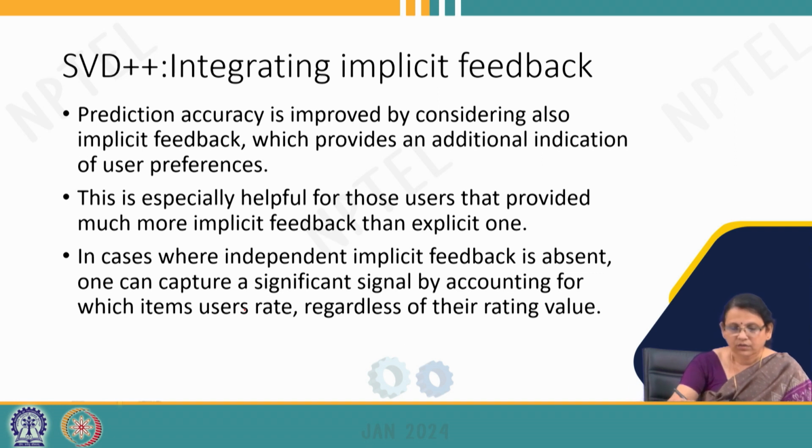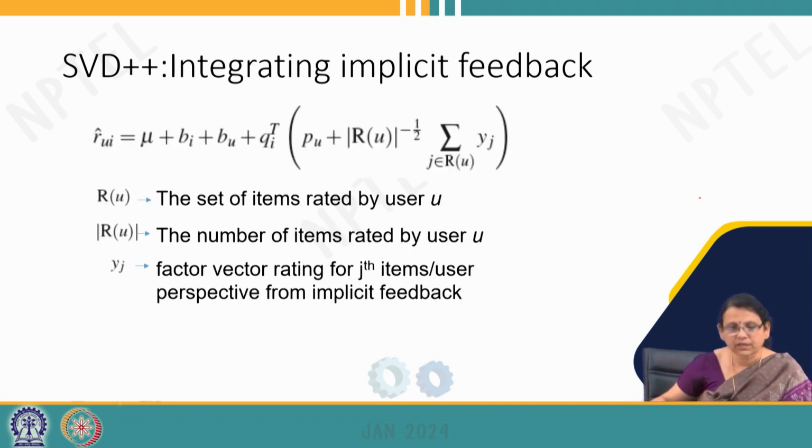So, in SVD++, what we are going to do? We are going to consider this implicit feedback matrix. Now, this implicit feedback matrix can be generated by observing the behavior. In the absence of such external implicit feedback, you can get it from the user rating. So, it can be derived from user rating. So, if you do that, the model turns out to be like this.